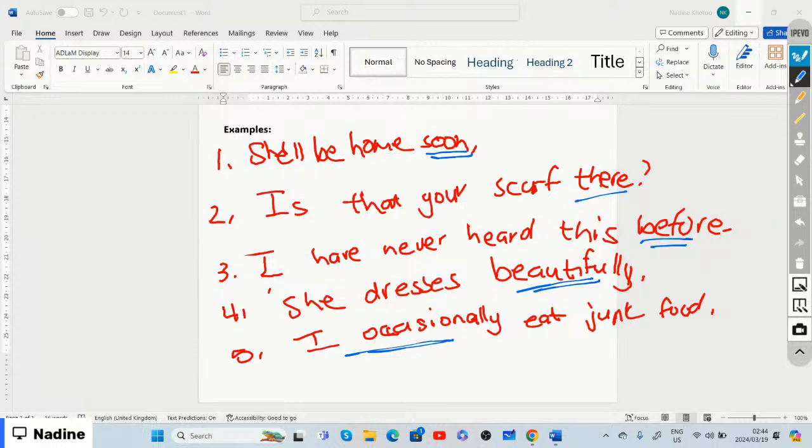And then she dresses beautifully, and beautifully is the adverb of manner. And remember, that is the adverb that tells us how. And then I occasionally eat junk food. And we can also say that is an adverb of manner. How to do it, where to do it, right? But occasionally I eat junk food.